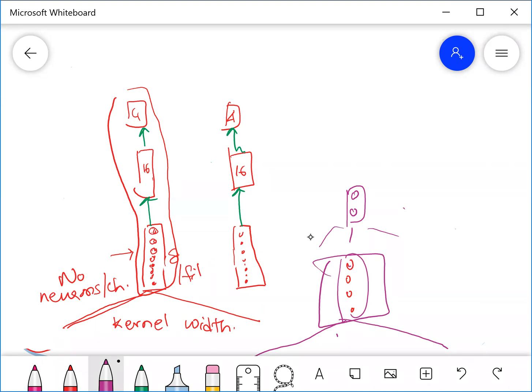In this case, there are 16 neurons in the second layer, connected to 8 neurons. This is a full connection, right? Each neuron is connected to the other. So there are 16 channels here, and 4 channels in the final layer. Absolutely. Any more questions?